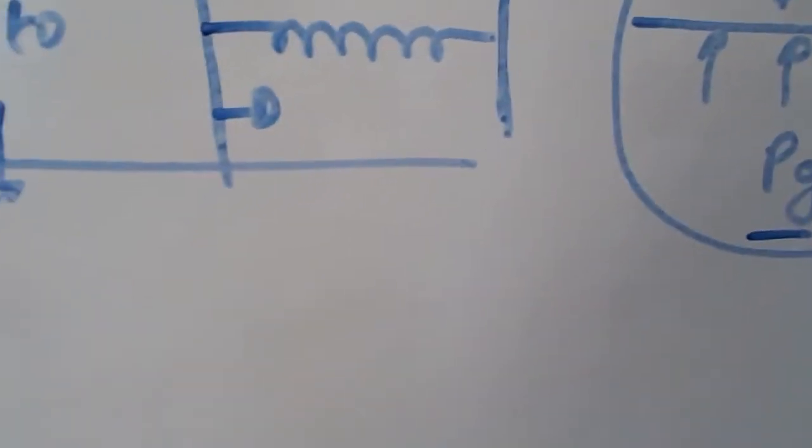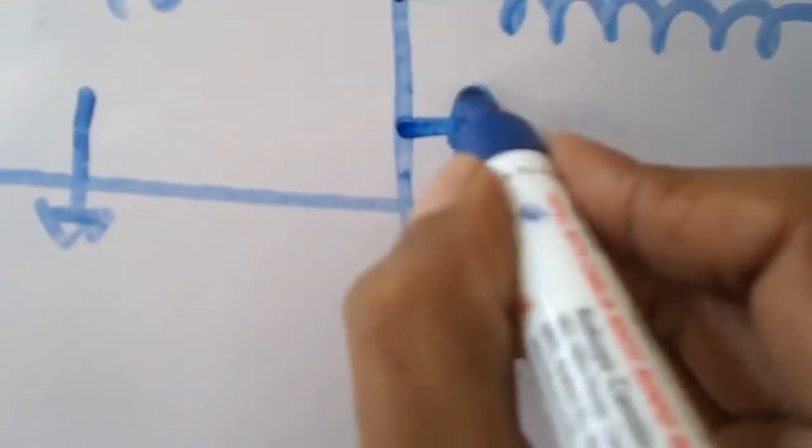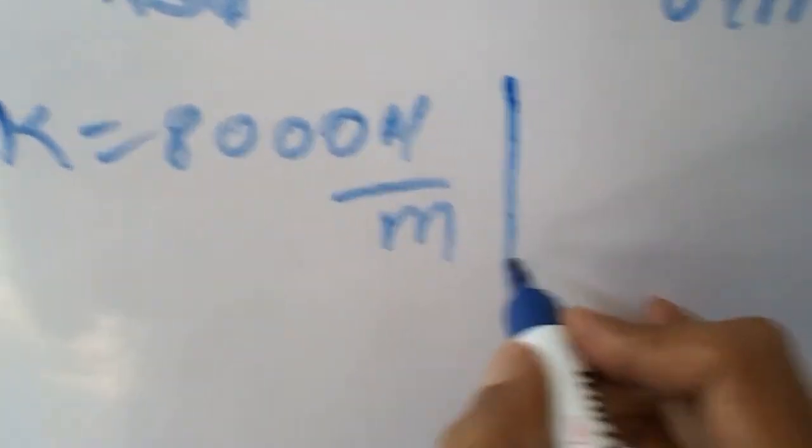Okay. So the first question, what is the first question? It has asked that due to heat, this has moved 0.1 meter. Okay, due to heat, this has moved 0.1 meter, and the given is that the spring constant K is equal to 8,000 Newton per meter. Okay, K, this is the spring constant.